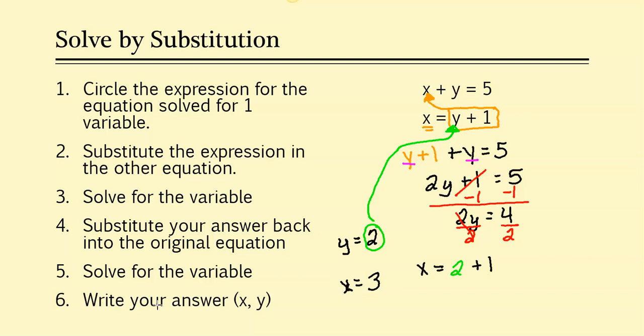Now, the last step then is to write my answer as an ordered pair, making sure that I put x before y. Just because I got the 2 first, but that's y. So that one doesn't come first. Instead, my answer is x, which is 3, comma, y, which is 2. And so there is my solution to the system using substitution.